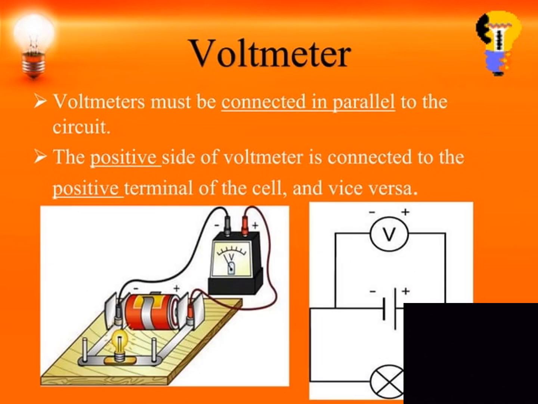And the voltmeter is another device, which must be connected in parallel. Ammeters must be connected in series. Voltmeters must be connected in parallel. You know what parallel connection and series connection are. All are connected in series.